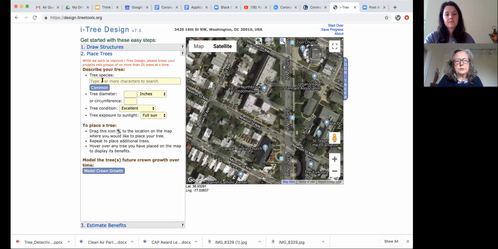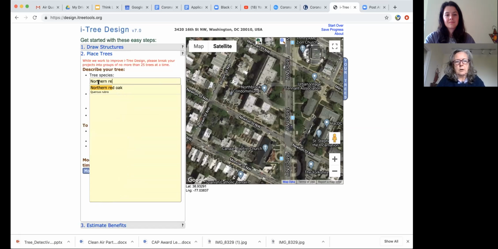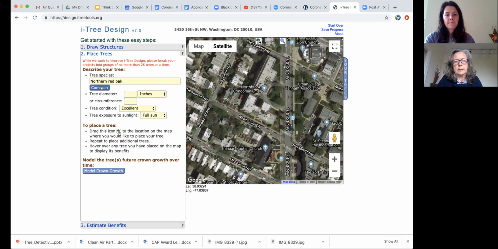And if you look at Place Trees, there's an area where it says Common. So if you remember, Ms. Kelsey talked to us about the common name for our tree. And it was the Northern Red Oak Tree. So you can see it has the common name, but it also has the genus Quercus and the species Rubra. So it has both the scientific name and the common name. So we're going to click on that. And if I remember the calculations, we had a tree diameter of 10 inches. So we're going to enter 10 inches here. And then lastly, Ms. Kelsey told us that the tree condition was excellent.